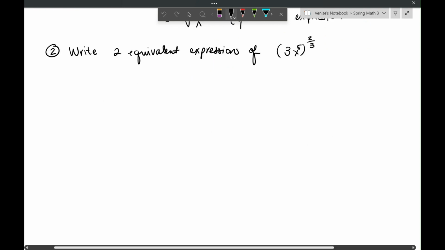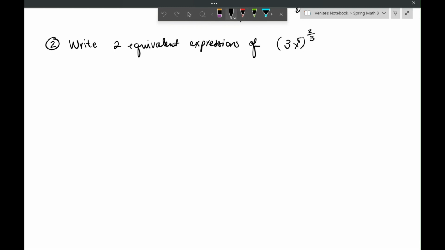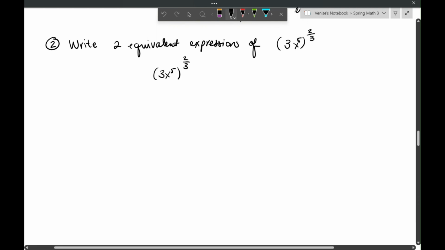Okay, here's the next problem. Write two equivalent expressions of 3x to the 5th power to the 2/3. Okay, first things first, there are two ways to do this. But this is how I would do it. Okay, first write the original expression, 3x to the 5th, to the 2/3.